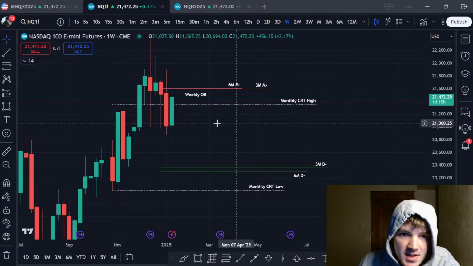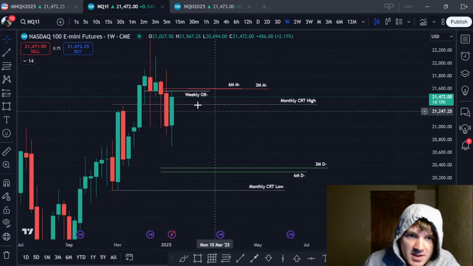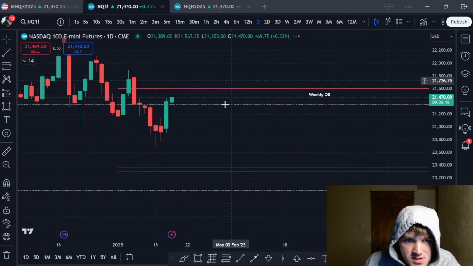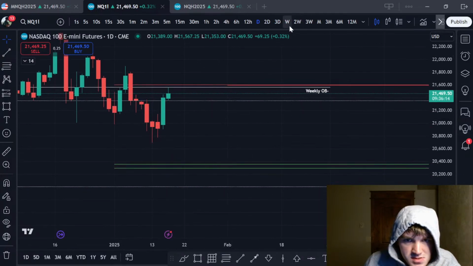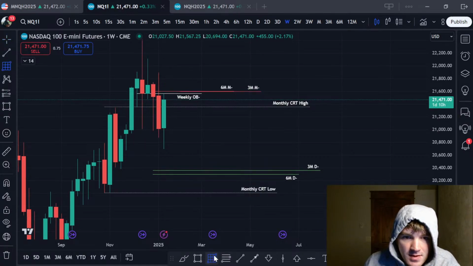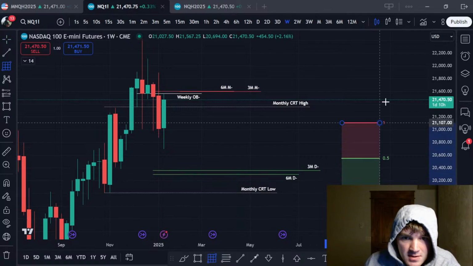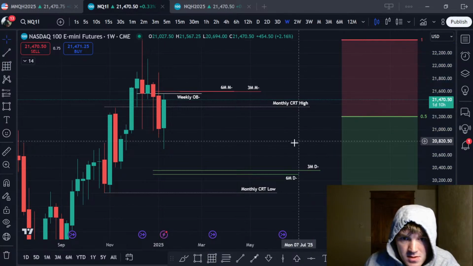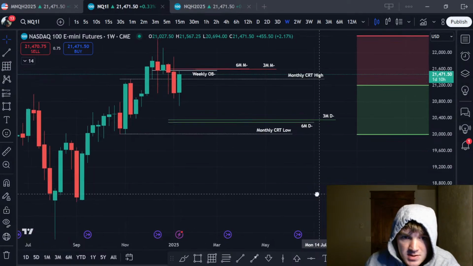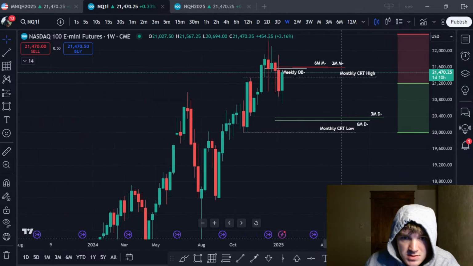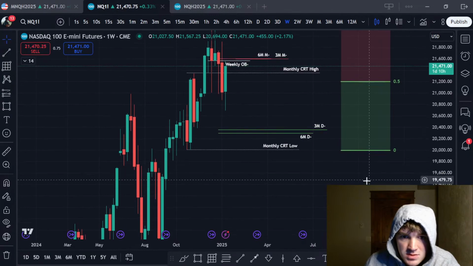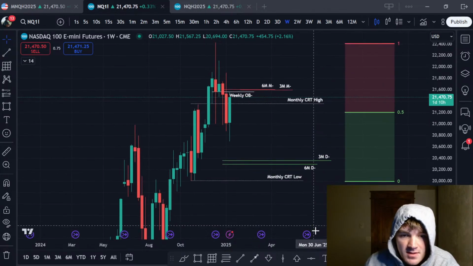Okay, so like I was saying, I think this is a monthly CRT. We're also within premium of this range here. Premium of this range. We're just in premium of everything.